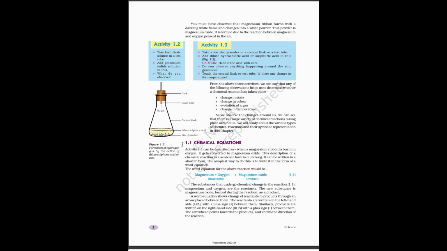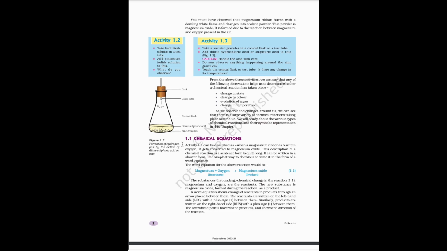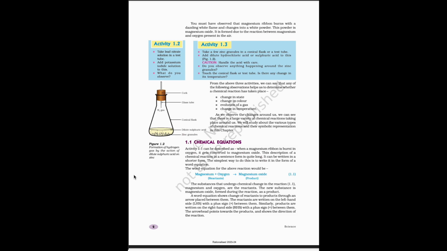1.1 Chemical Equations. Activity 1.1 can be described as: when a magnesium ribbon is burnt in oxygen, it gets converted to magnesium oxide. This description of a chemical reaction in a sentence form is quite long. It can be written in a shorter form. The simplest way to do this is to write it in the form of a word equation. The word equation for the above reaction would be: magnesium plus oxygen converts to magnesium oxide.